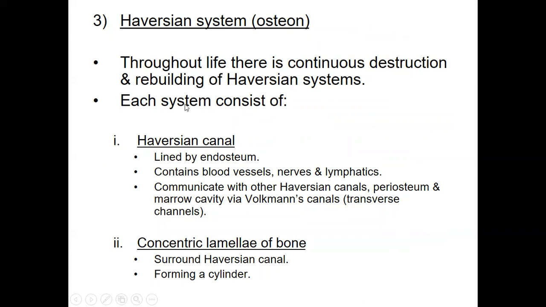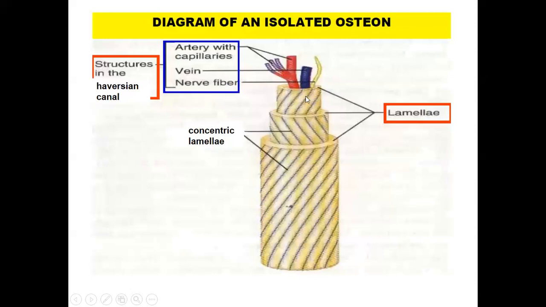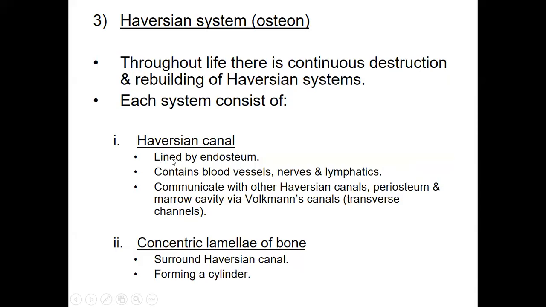Each Haversian system, or osteon, consists of the Haversian canal. If you see here, inside we have the Haversian canal. This is the Haversian system, and each system consists of the Haversian canal. The canal is lined by the endosteum.